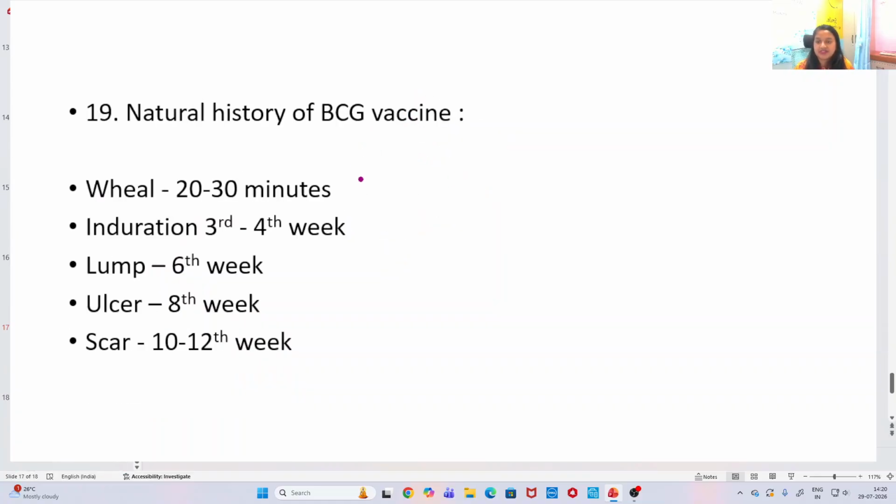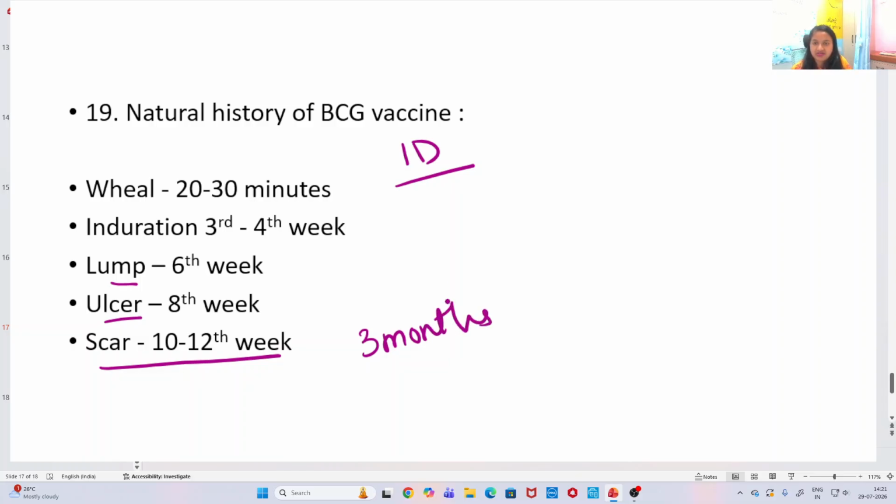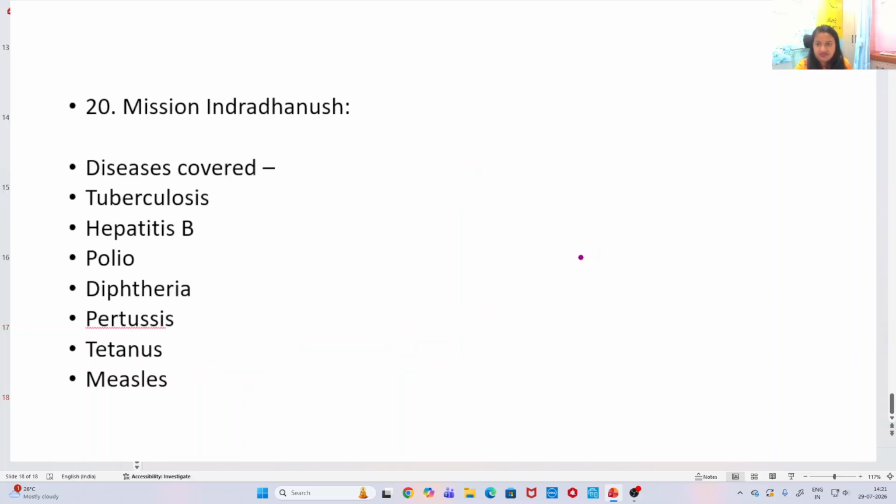Natural history of BCG vaccine: there's a wheal at around 20 to 30 minutes because this is an intradermal vaccine, so there will be a wheal generated there within 20 to 30 minutes. Then that region gets induration, in the 3rd and 4th week. By the 6th week, there is a lump formation. By the 8th week, there is an ulcer. And by the 10th to 12th week, that means by around 3 months, there is a scar formation. This is the natural history of the BCG vaccine.